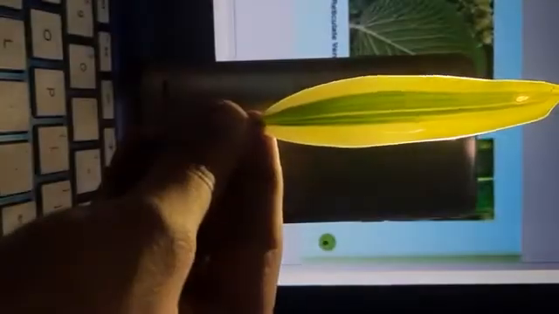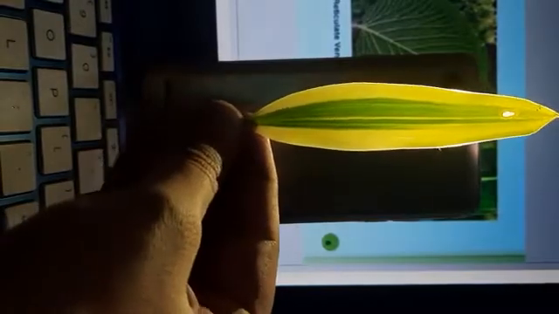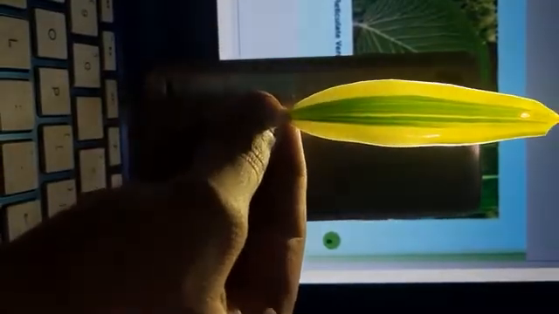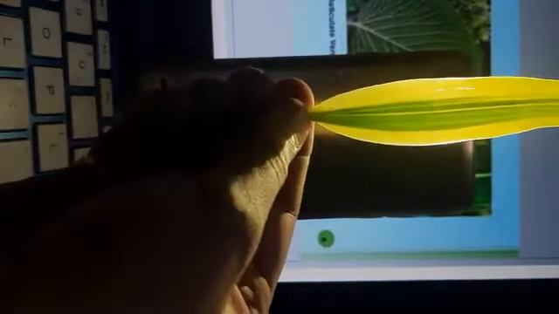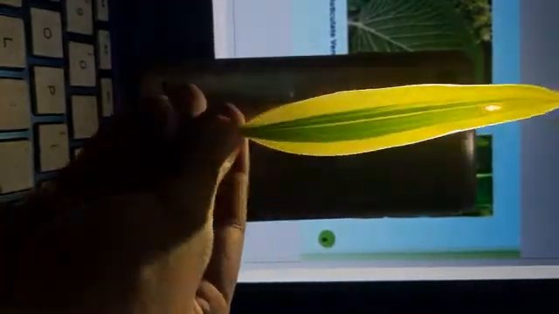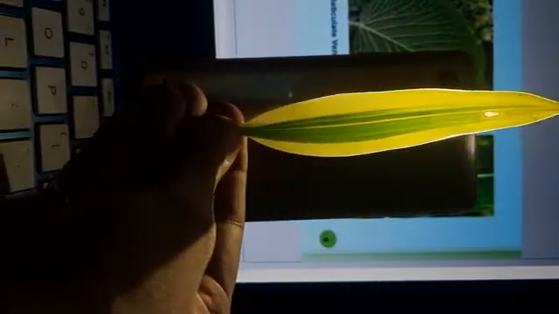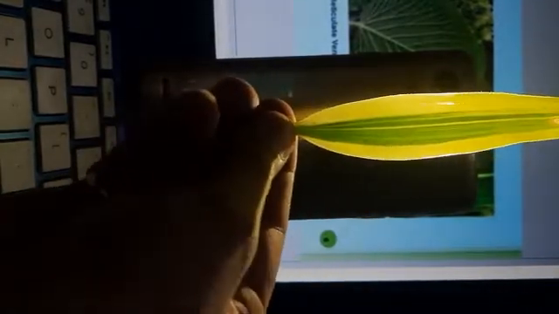Let's look at this plant. This is the Sun of India plant. Here you can see parallel lines, straight lines. These lines are not cutting into each other, but they are running parallel. In your maths class you must have studied parallel lines. So the parallel veins running like this form the parallel venation.